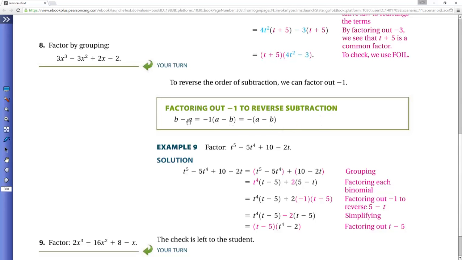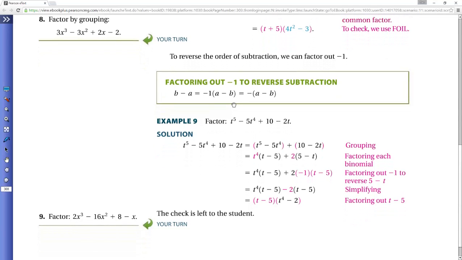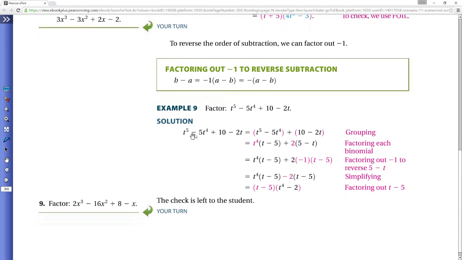So if I have a subtraction issue, let's look at this. I'm going to jump down and we'll come back to what this is saying again. Look at this example. I've got t to the 5th minus 5t to the 4th plus 10 minus 2t. Well, they group them in the same order there. And they get this t to the 4th times the quantity t minus 5 plus 2 times the quantity 5 minus t.